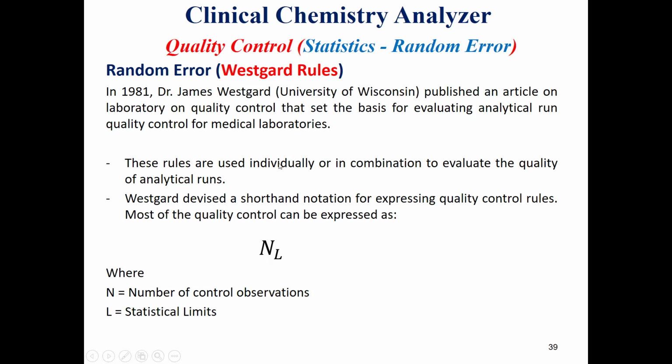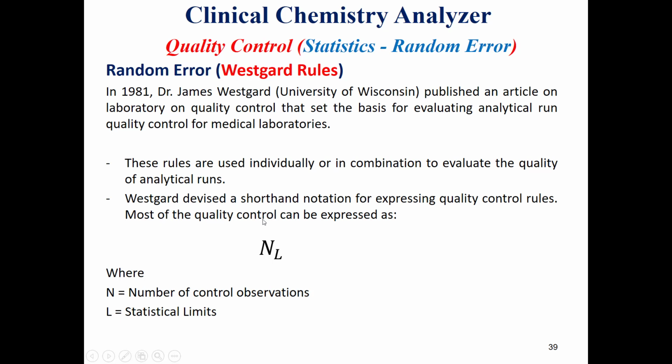These rules are based on an article published by Dr. James Westgard in 1980. These rules could be used either individually or in combination with each other to quantify the quality of the analytic runs in order to determine if we have a systematic error or a random error. We can use these rules with artificial intelligence in the case of total laboratory automation, and we'll talk about this later. Westgard devised a shorthand notation, as we can see here, for expressing the quality control rules.